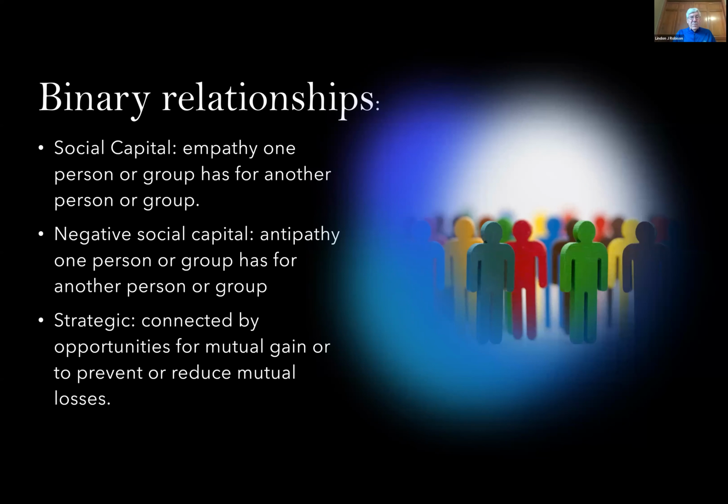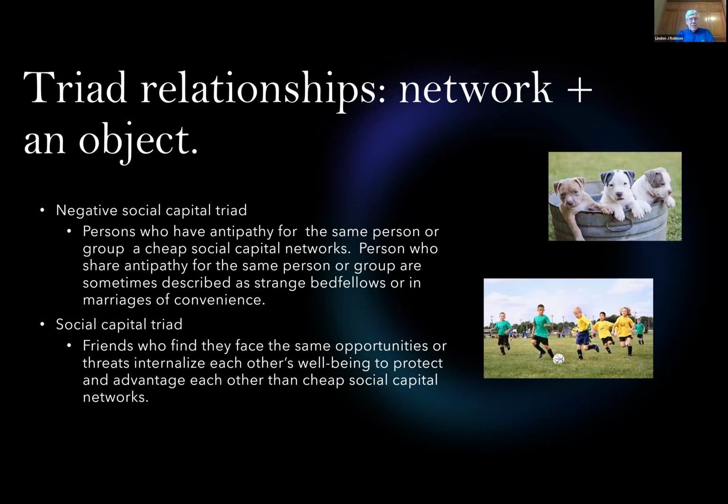For example, we've discussed binary relationships as social capital and negative social capital, but we could also describe something that we might call triad relationships. And in this case, you might have two or more people who have antipathy for the same person or group, and their relationship, which is shared antipathy, we refer to as a triad relationship network and the object as cheap social capital. So their relationship is more than strategic because it exists as long as there is an object of cheap social capital.